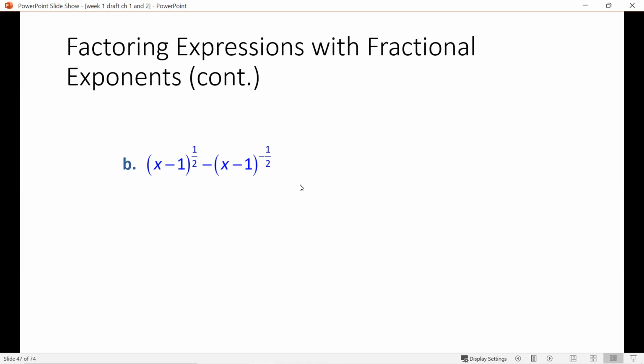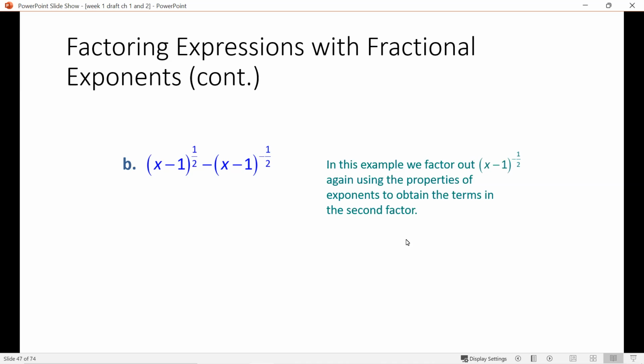Here's another example with fractional exponents. We've got a positive 1/2 and a negative 1/2 exponent. Same thing, we will factor out that negative 1/2 and we are left with this.